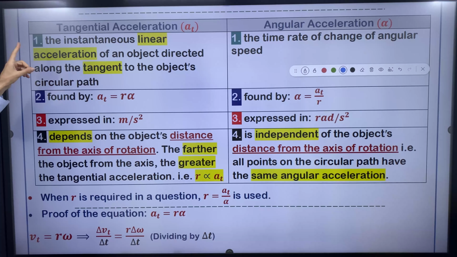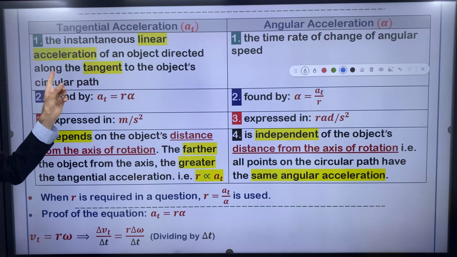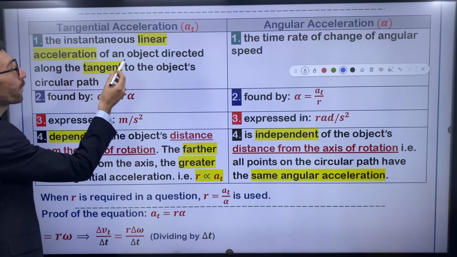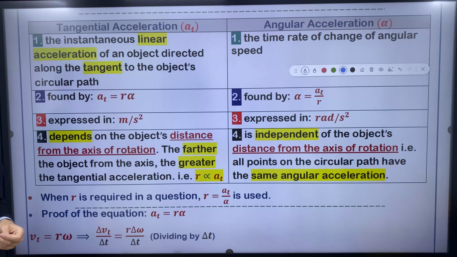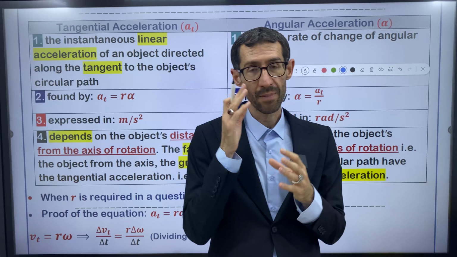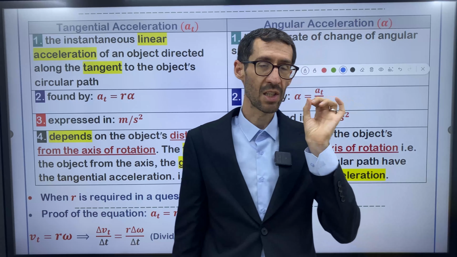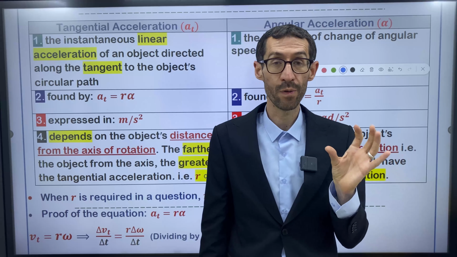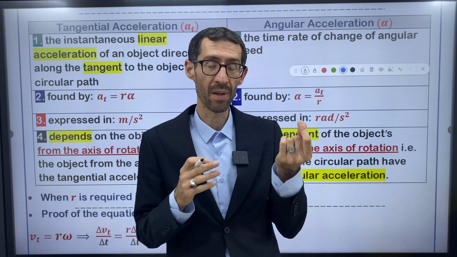The first point mentions the definition. It says the instantaneous linear acceleration. It's a new definition: instantaneous linear acceleration for an object directed along a tangent to the object's circular path. So keep in mind that tangential acceleration is an instantaneous acceleration. What do I mean by instantaneous? It means at each instant there's a certain value for acceleration. It's not an average.